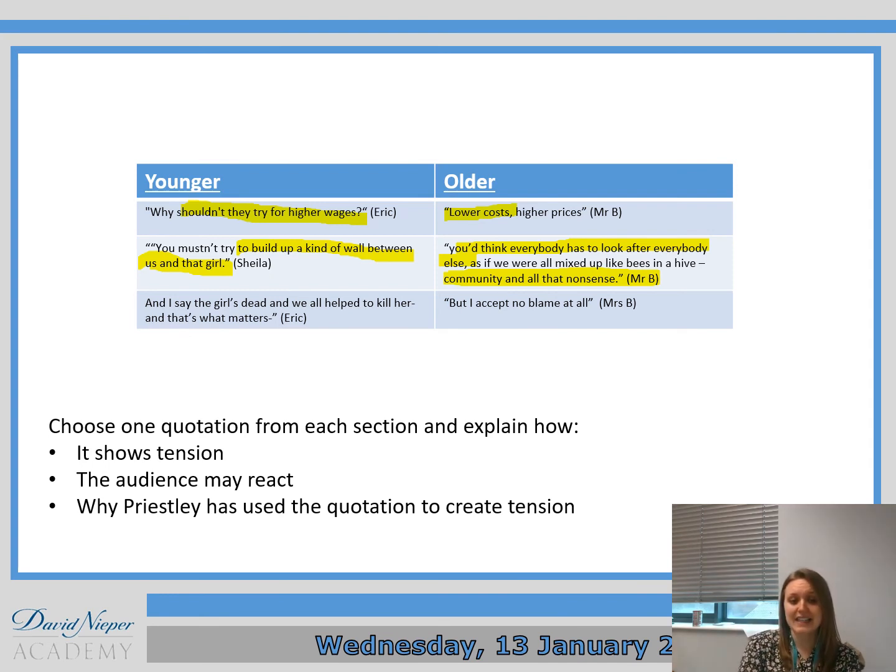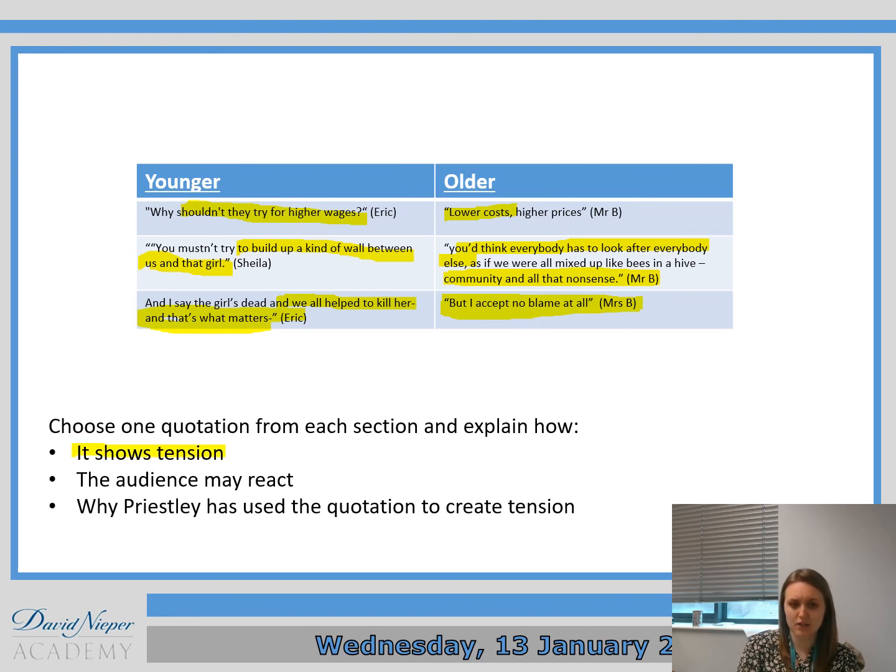And lastly, we have this quotation from Eric. And I say the girl's dead and we all helped to kill her, and that's what matters. Eric has come to terms with the fact that he helped kill Eva Smith and his family did, and that's really upsetting for Eric. Mrs. Birling, on the other hand, says, I accept no blame at all. I did nothing wrong by refusing her help when she came to me and she was pregnant. Again, that contrast.